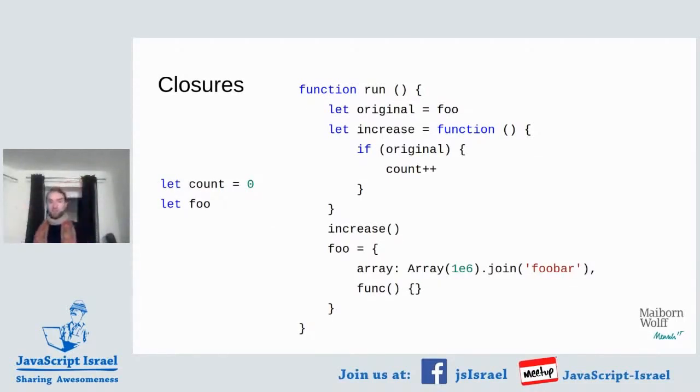Each execution is going to allocate a new huge array that is a big string in the end, because we allocate a lot of entries that we join with foobar as string. So we are going to build up memory fast here.